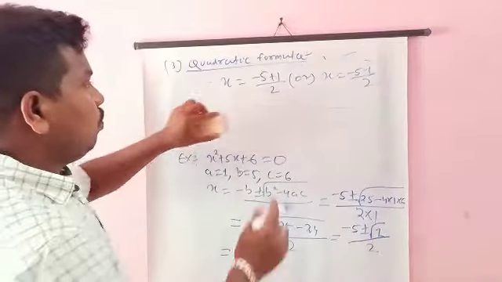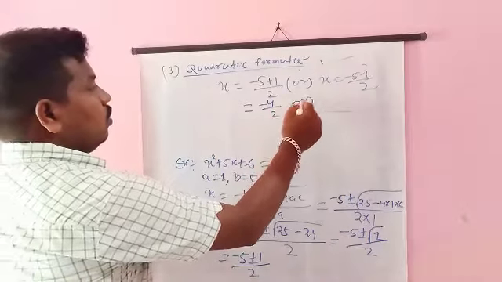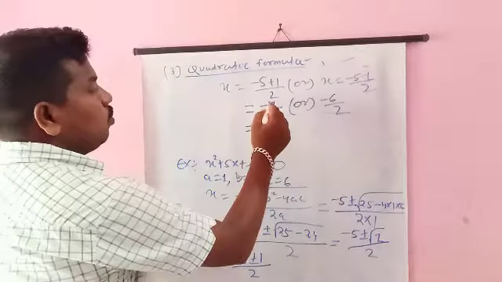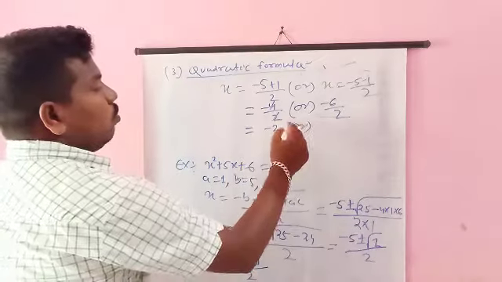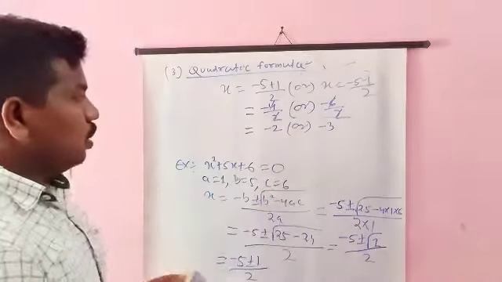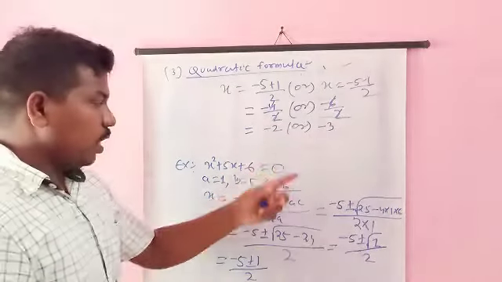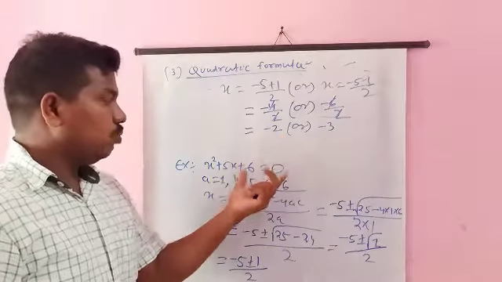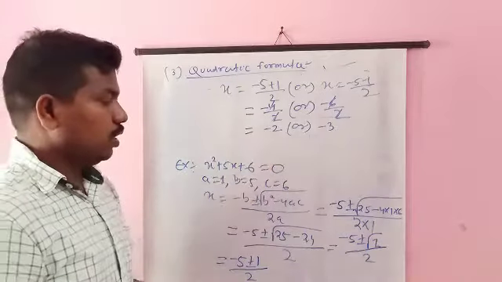So minus 5 plus 1 by 2 equal to minus 4 by 2, or minus 5 minus 1 equal to minus 6 by 2. Minus 4 by 2 equal to minus 2, and minus 6 by 2 equal to minus 3. So there are two roots, one is minus 2 and another is minus 3. So by using the quadratic formula, in this way we have to find the solution of the given quadratic equation.